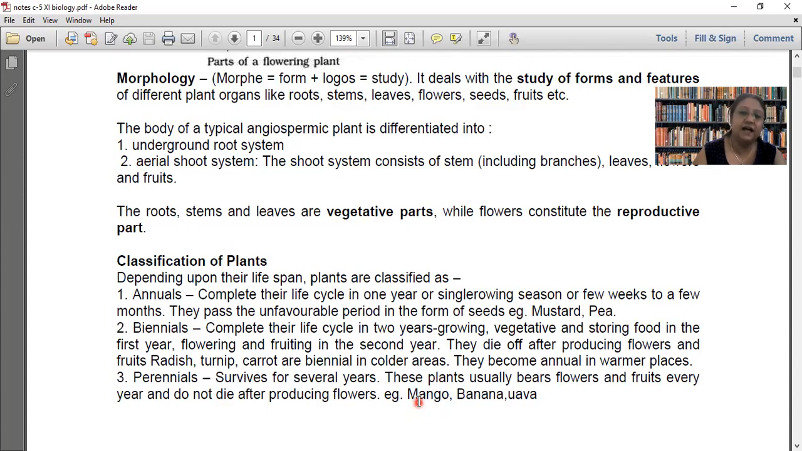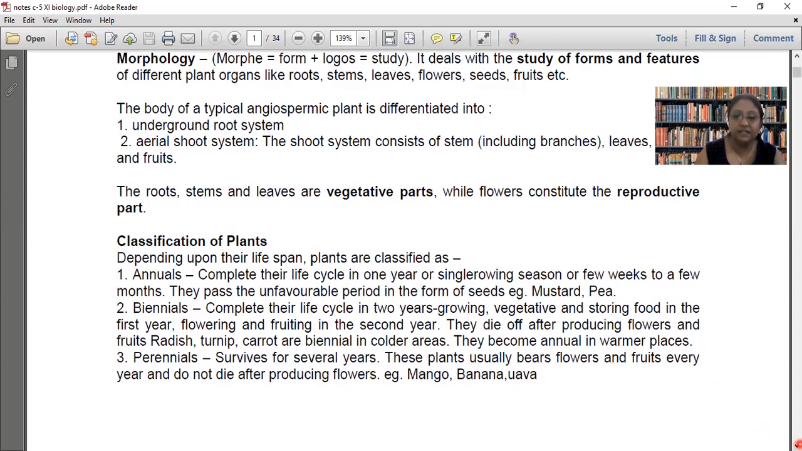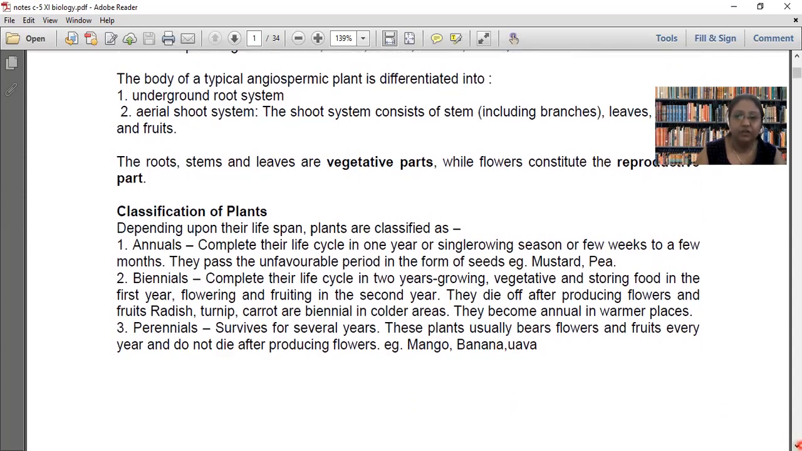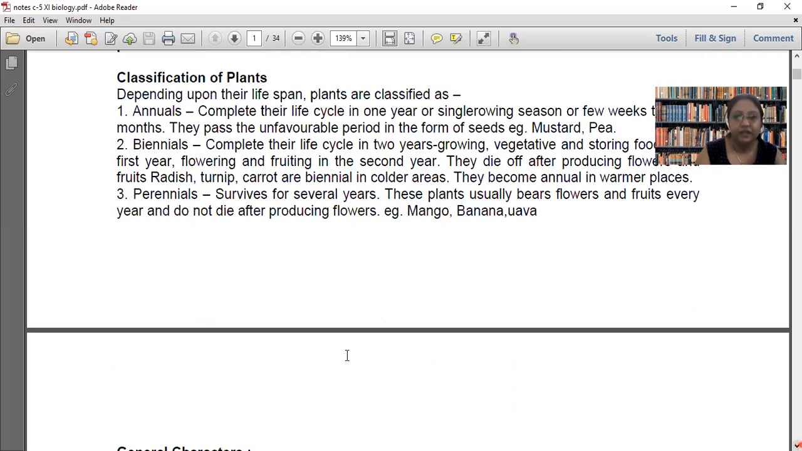Perennial plants survive for years. Sometimes what happens is that part of it is dying, but again it is coming back. You must have observed plants like mango and guava. All these plants are surviving for a long time.